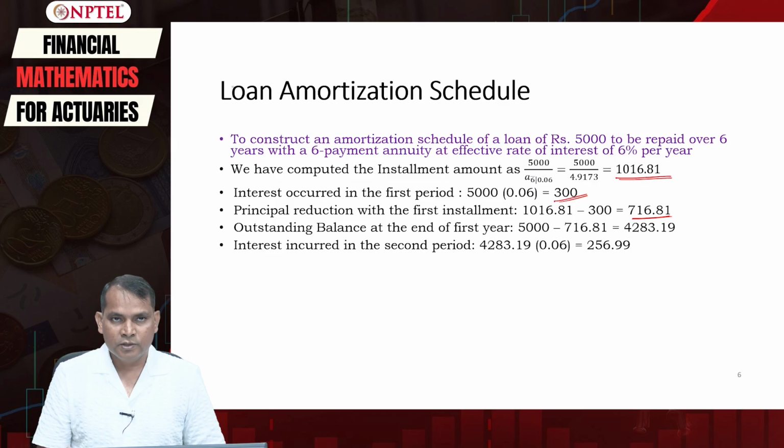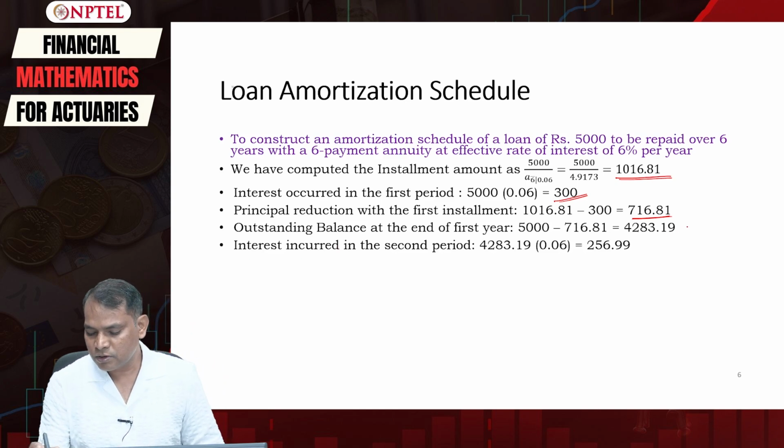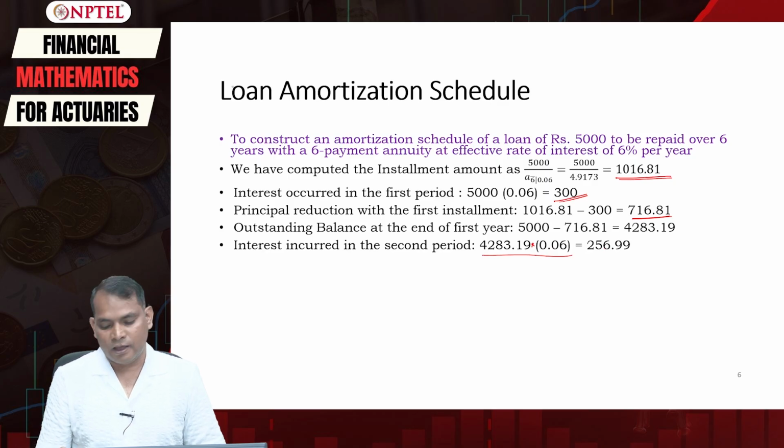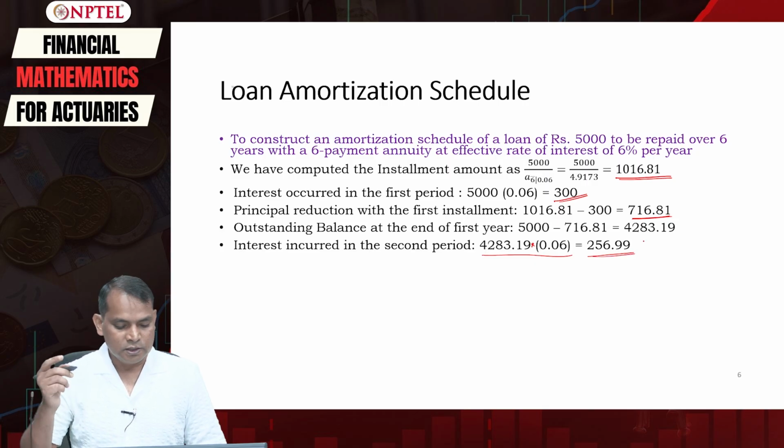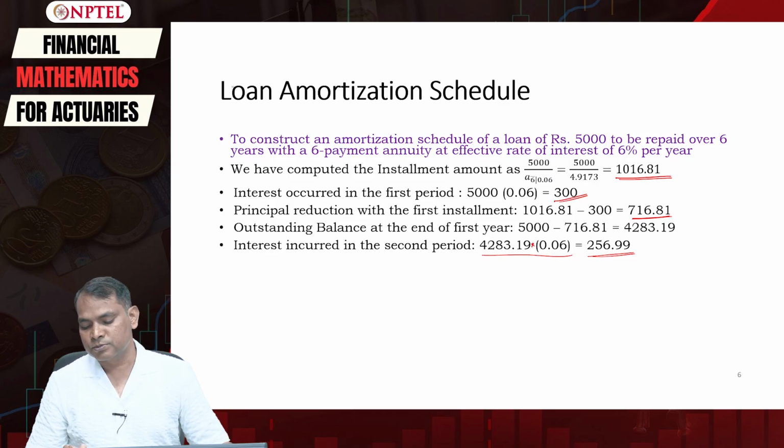For the second year, you need to again compute the installment. That installment is the same, because every time you want to have the same level of payment. So the interest incurred in the second period is 6% of this. You will compute the 6% of this one, multiplied by 0.06, then we will have 256.99. This much amount will go towards the interest payment, and then the rest of the amount will go towards the principal reduction.